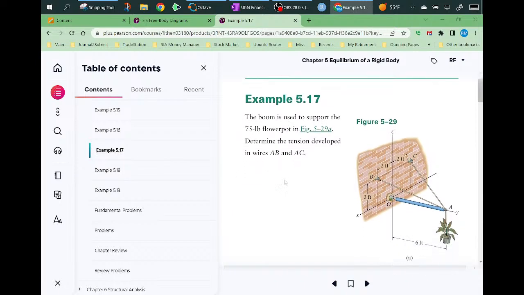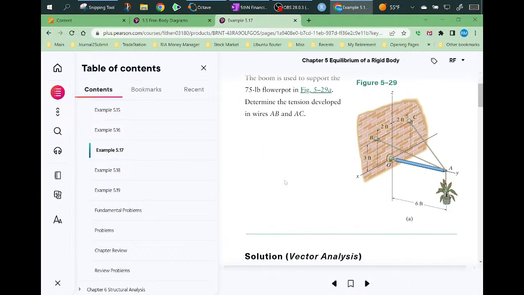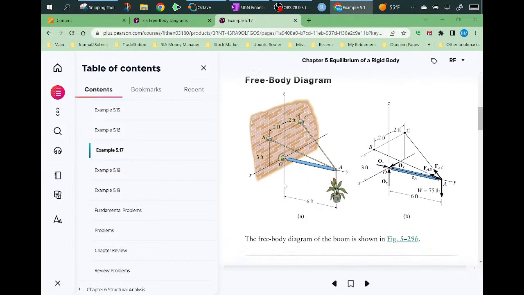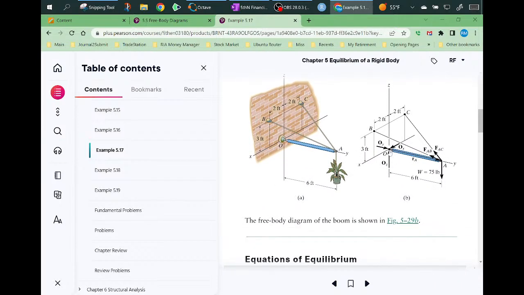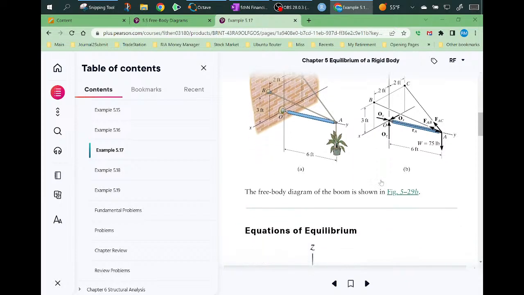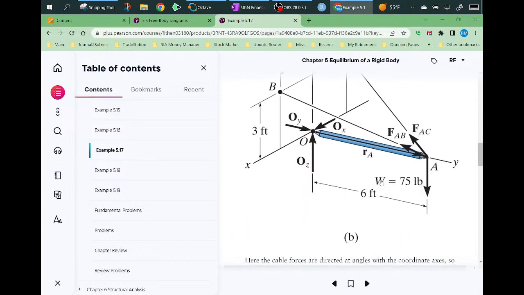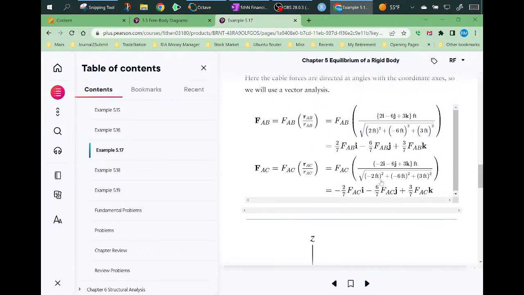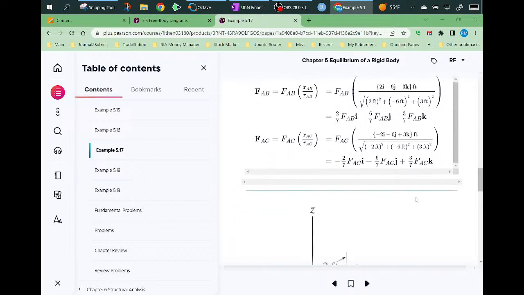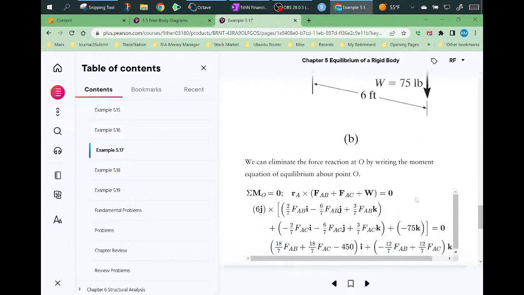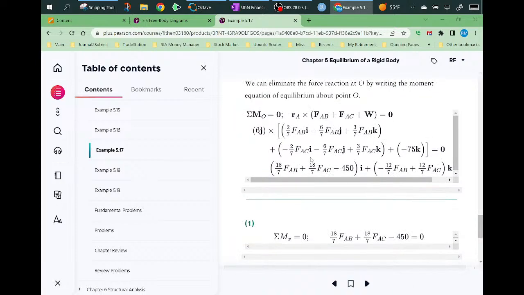Here's a fairly simple one. This is almost like what you've seen before. You've got the reaction at O. There are no moments that can be carried there. And so what he does, he basically solves F_AB and AC. And he does the sum of the moments about the O to determine FA, FC. He does R cross F.